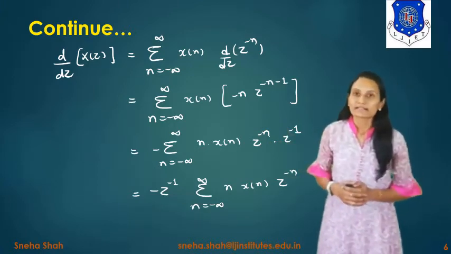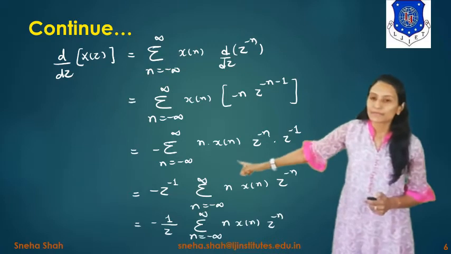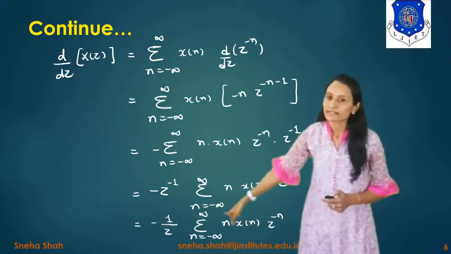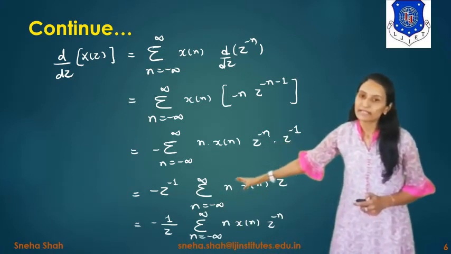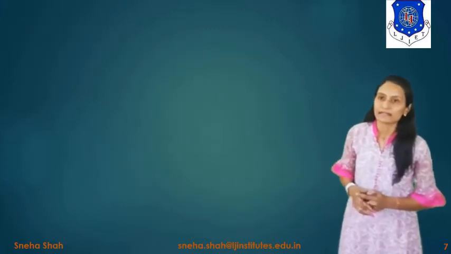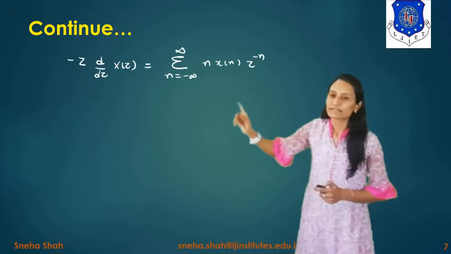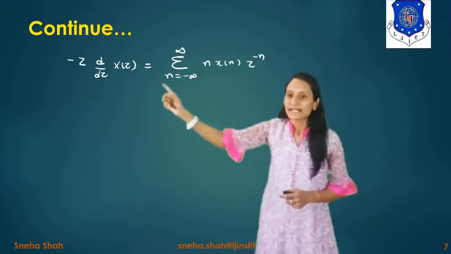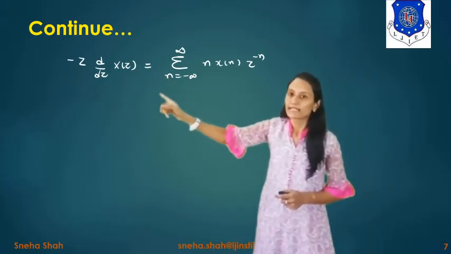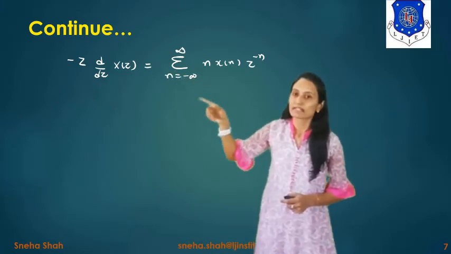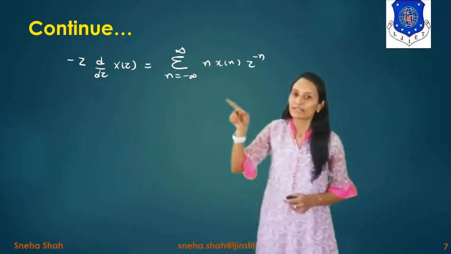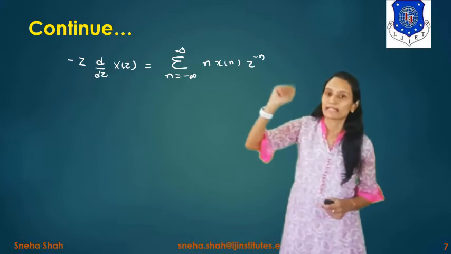Now the next step is z inverse will convert in the form of 1 by z. So the term will be like this. All the other terms will remain as they are. Now this term we are representing as d by dz x of z, and minus z goes over to the left side. So the term will be like this: minus z d by dz x of z equals summation n equals minus infinity to infinity n x of n z raised to minus n.